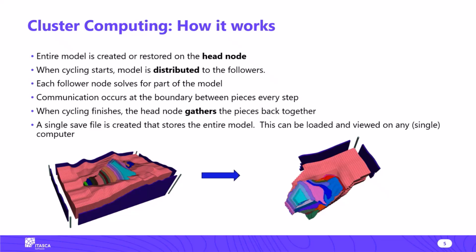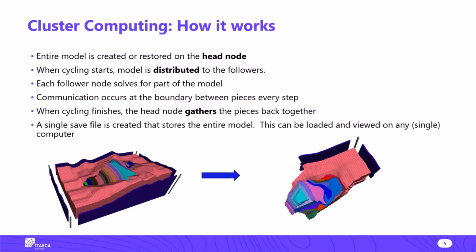This happens automatically. You don't need to tell it where to do the divisions and so on. It just intelligently divides up the model and puts different pieces on different nodes to try and balance the load, so to speak. Each one of those nodes is responsible for solving part of the model, and then there's communication between the nodes at the boundary between these pieces. So it certainly helps if you have a fast interconnect between the different nodes.